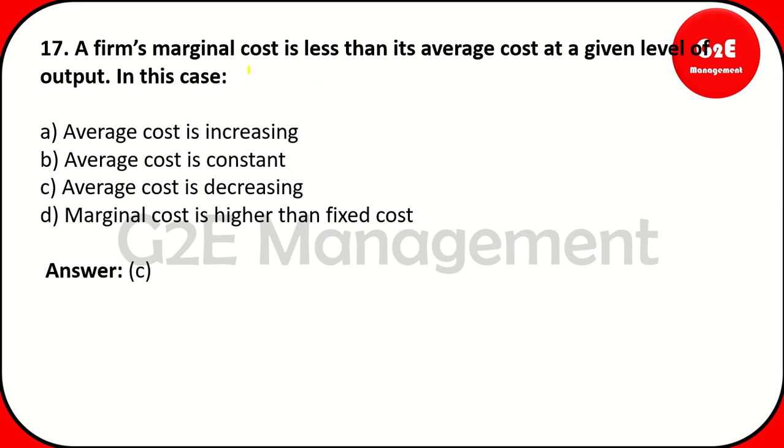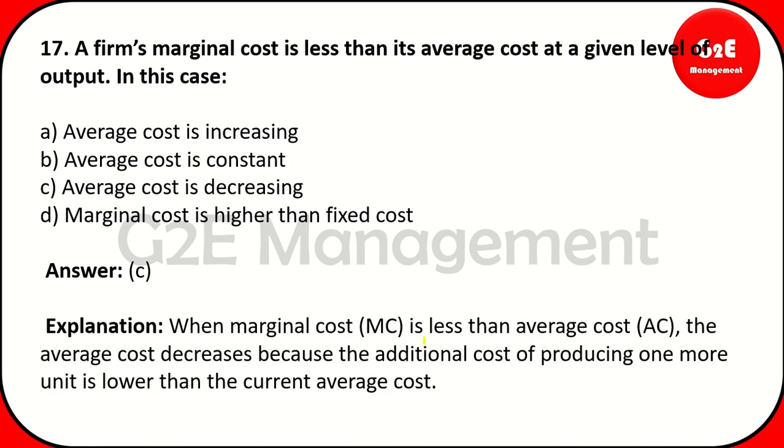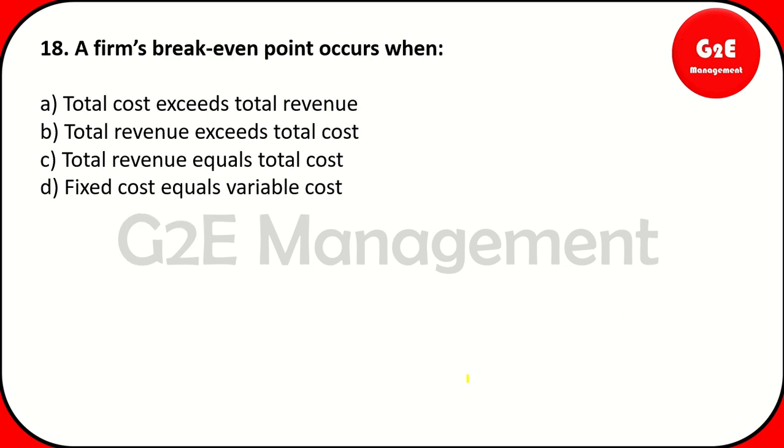In the same way, it may ask marginal cost is higher than average cost, in a sense average cost is increasing. Okay, so such kind of things, once one query comes, you can make it into 3 different questions. See here, average cost decreases because the additional cost of producing one more unit is lower than the current average cost. Why? In a sense, this is the reason.